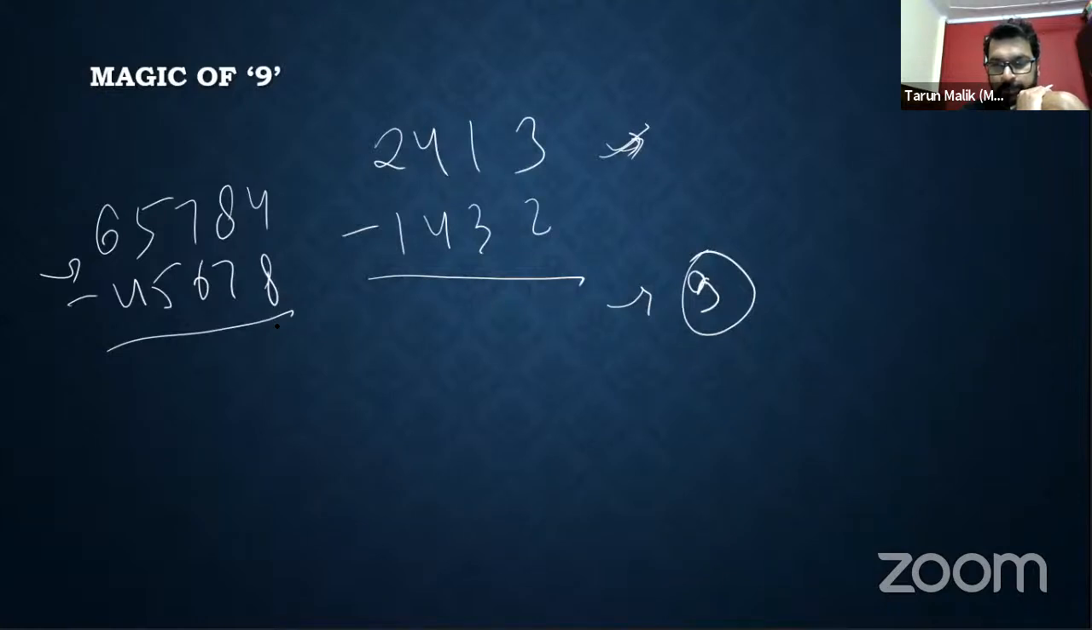All right. You can check. No exception is there. Whose multiple is it? 9. When you subtract two numbers which have the same digits, the difference will always be a multiple of 9. You think of any number, jumble up the digits, find the difference. The difference is always a multiple of 9. That's it. That's what I'm saying.